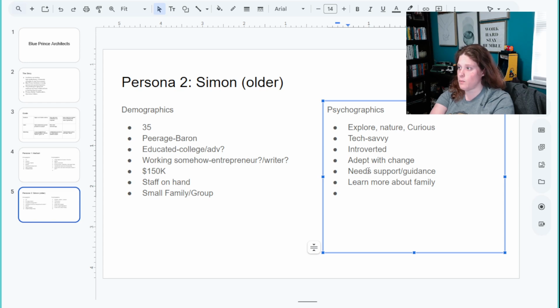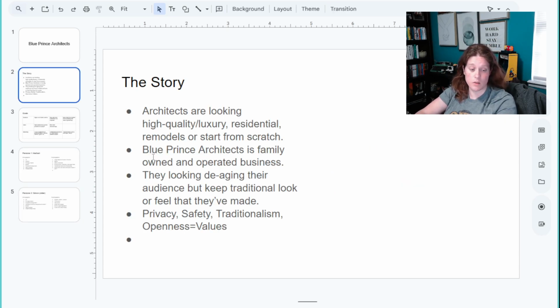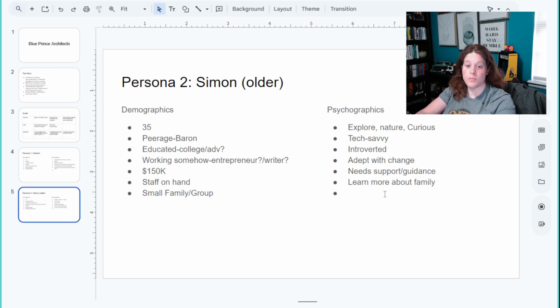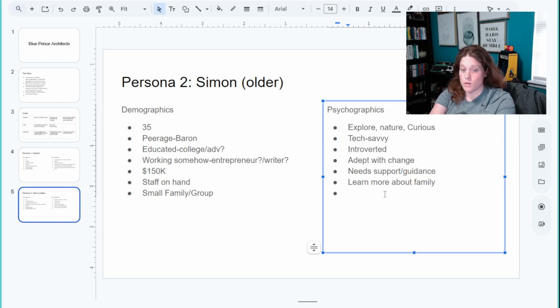They thrive on keeping things private. If we look at some of our store values, it's safety, traditionalism, openness. They want to build off of those things with our customers. So for Simon, he values trust. What are some of the values that he would have? He would probably end up valuing, again, curiosity.